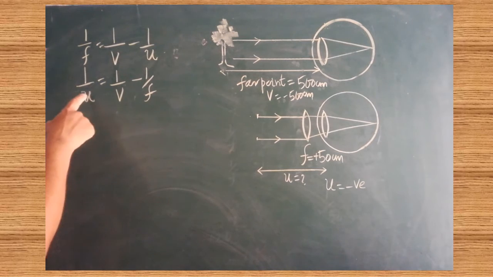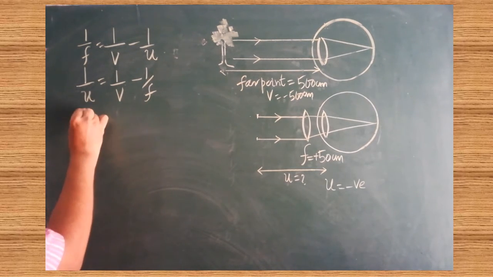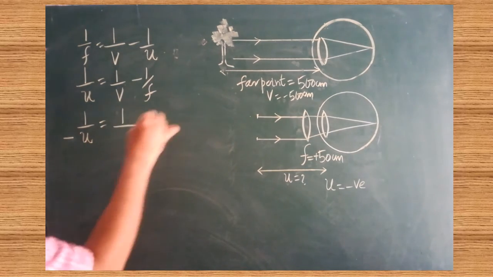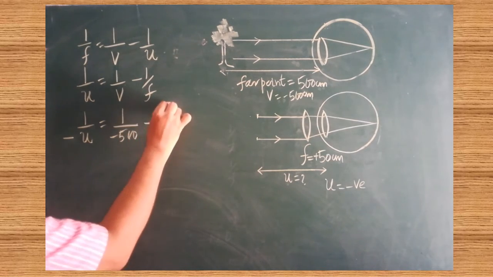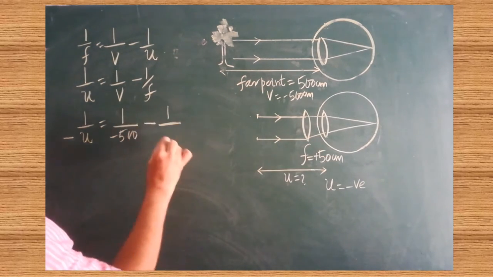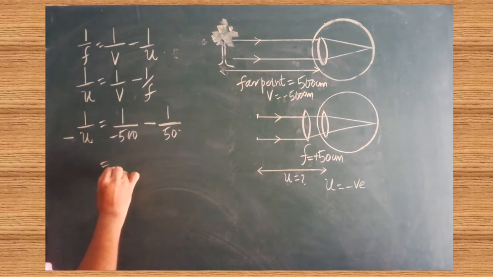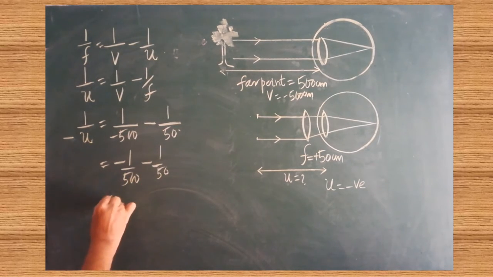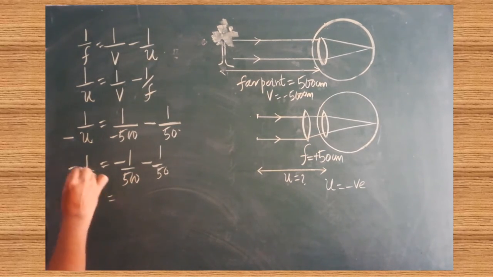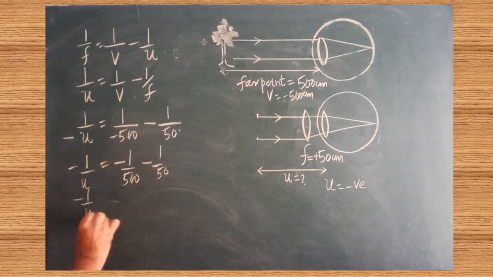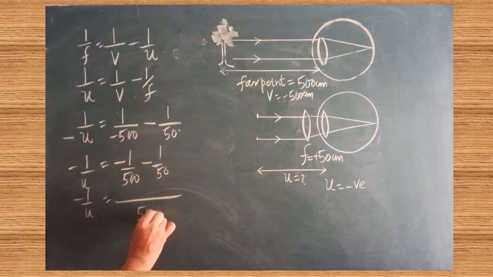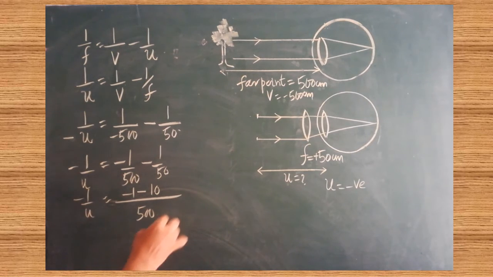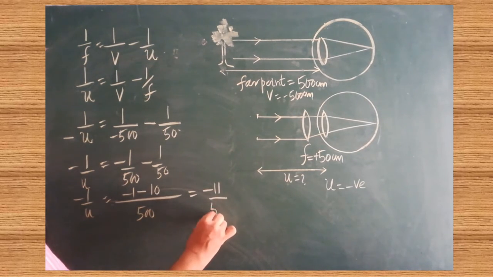Our aim is to get u, therefore interchange the formula. So 1 by u, that should be taken in terms of negative. Substitute the value of v, minus 500, minus 1 by f, which should be taken as positive since it is convex, 50 is substituted. So this becomes 1 by 500 minus 1 by 50, equals minus 1 by u. So take LCM. So 500 minus 10 becomes minus... Are you clear? Now what will happen? This becomes minus 11 divided by 500.